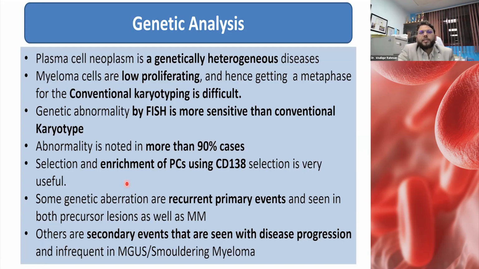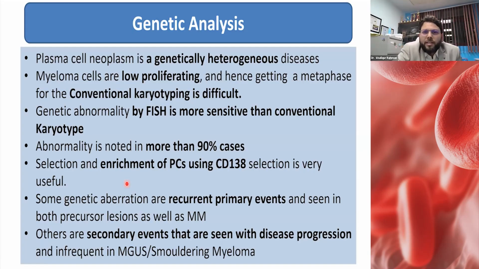Coming to genetic analysis. As you all know, plasma cell neoplasm is a genetically heterogeneous disease. Myeloma cells have a low proliferative capacity, hence the conventional karyotype that needs a metaphase is many times difficult in a plasma cell neoplasm. So the genetic abnormality can be detected easily with the help of interphase FISH, which is more sensitive than the conventional karyotype. And if we do it properly with CD138 selected plasma cells, we detect abnormality in more than 90% of the cases.